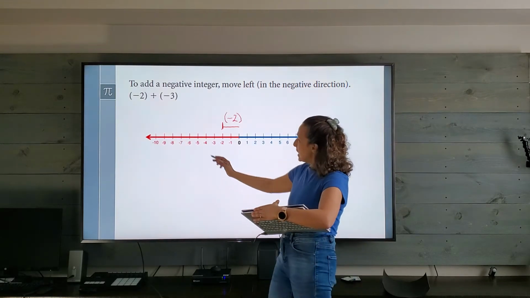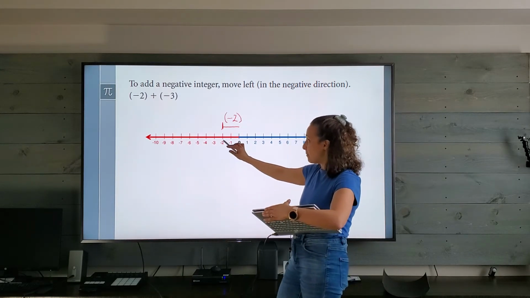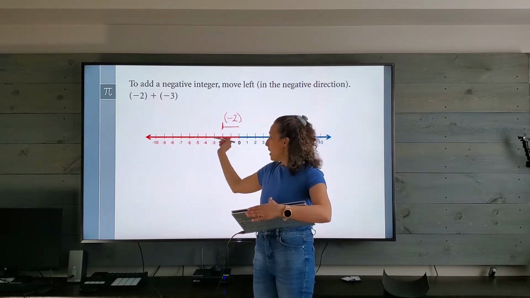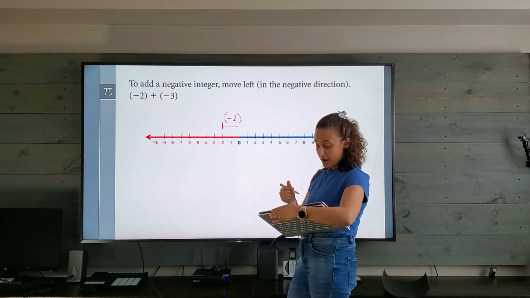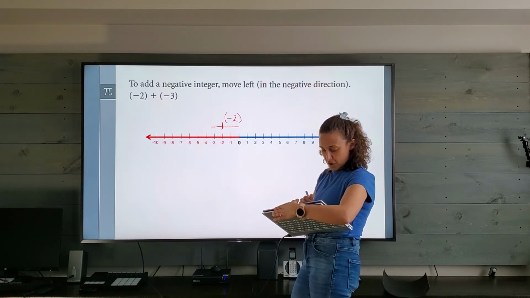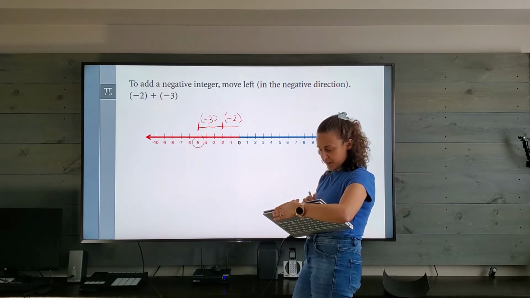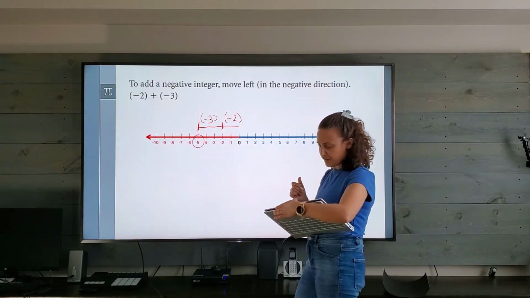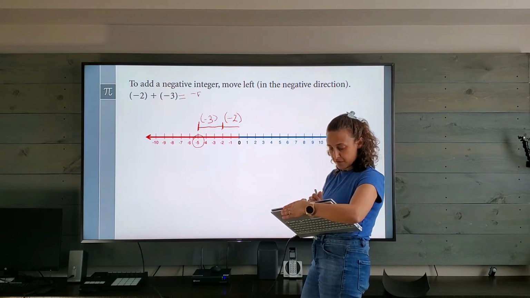All right, now I've got to do my -3. So I'm going to start where I left off on my -2, and I'm going to keep adding another -3. So start here. 1, 2, 3. And this is my -3. And if you take a look, where did we finish? We finished on the -5. So -2 plus -3 equals -5.